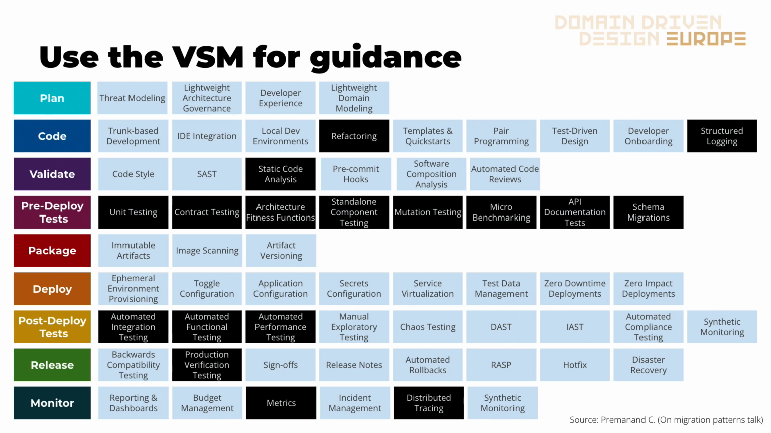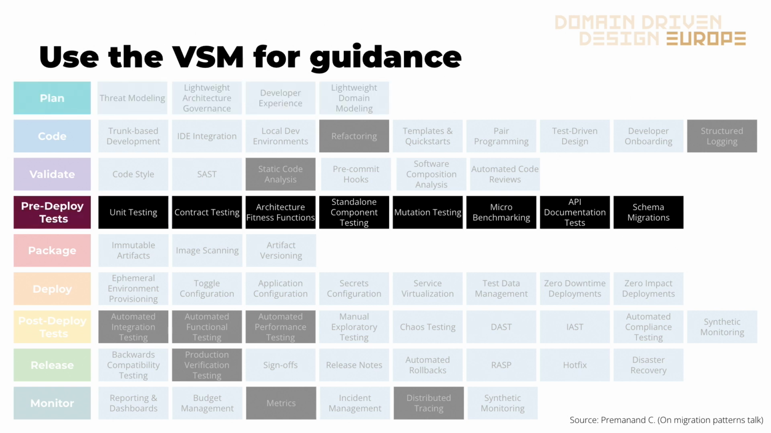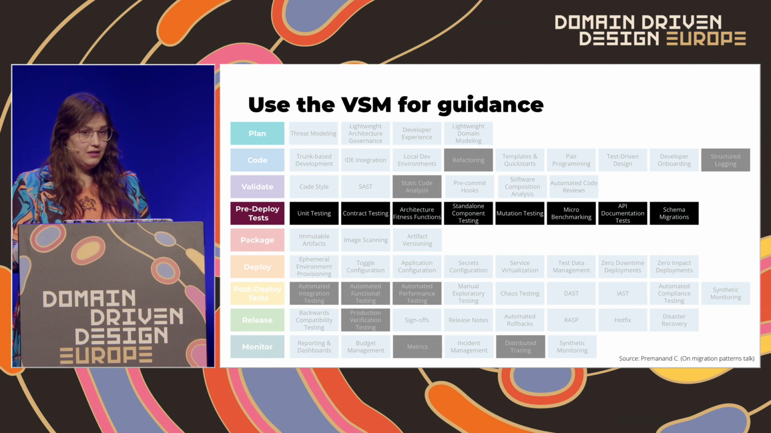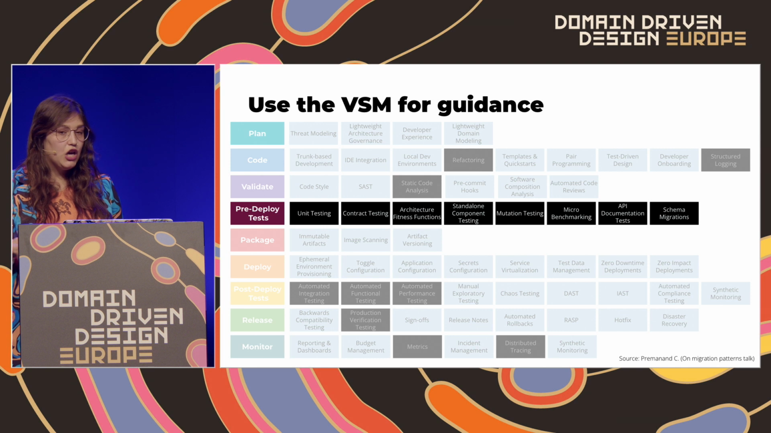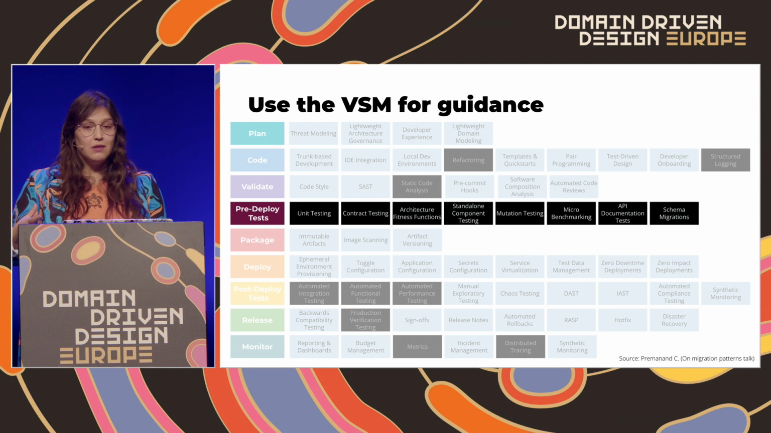We can decide how to start migrating this monolith, and we can focus on, for example, the plan, the developer experience, the lightweight domain modeling. Or maybe we need to start thinking about the pre-deployed tests, where we might add fitness functions. Maybe we have tests. Maybe we need to encourage the whole organization to start doing this, because we know this migration is not going to be just developer-based.